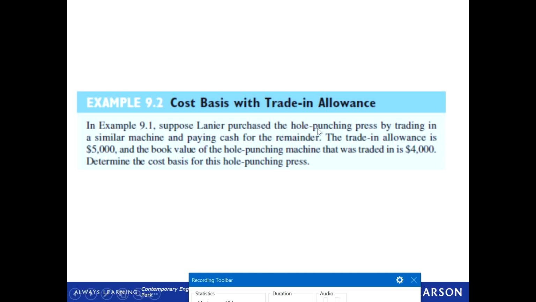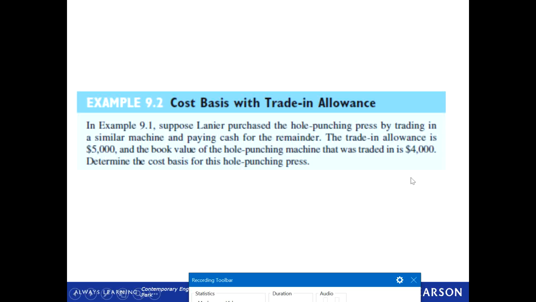Suppose the same firm purchases the hole punching press by trading in a similar machine and paying cash for the remainder. So they gave an old machine and took a new machine. The trade-in allowance was 5,000, and the book value of the hole punching machine that was traded is 4,000. Determine the cost basis for this hole punching machine.